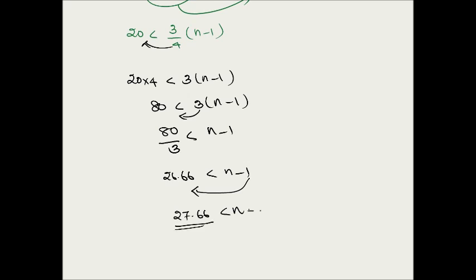n is a term number in an AP, so it cannot be a fraction or have decimal points. So we will adjust to the next higher number, that is, n is equal to 28. That is the first negative term. The first negative term of the AP is the 28th term.